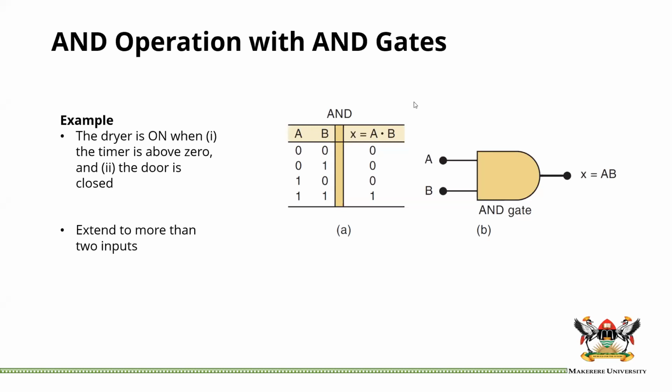All right. So let me then talk about the AND operation with AND gates. So just like in the OR case, we were saying it is either or. In this case, the 2 situations must be true. When I say true, I mean that it is a 1.